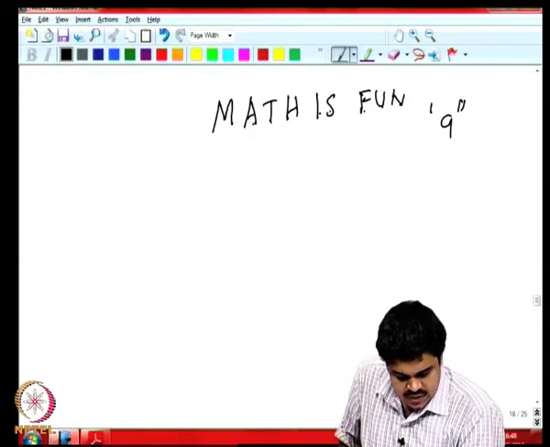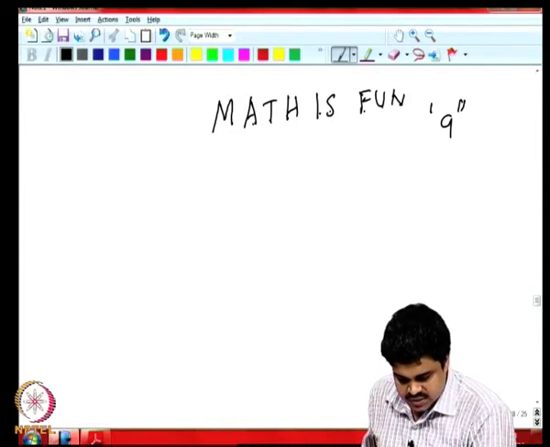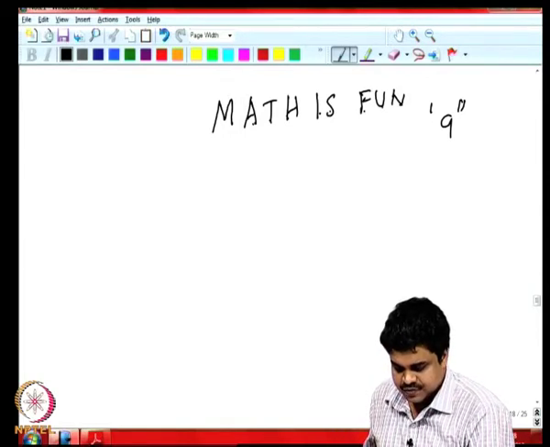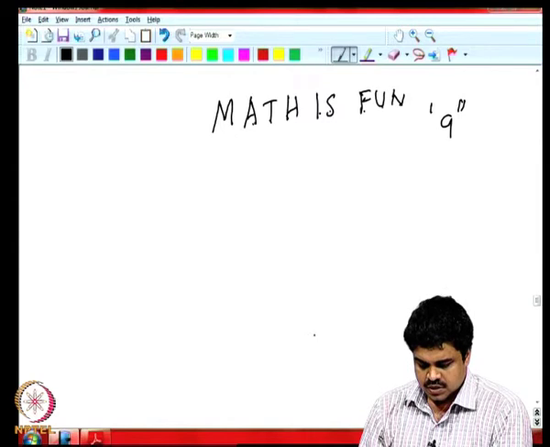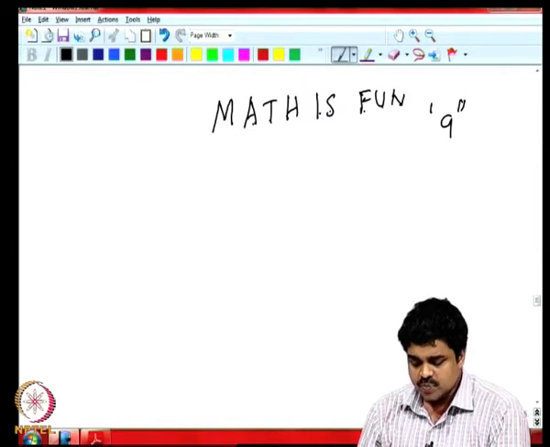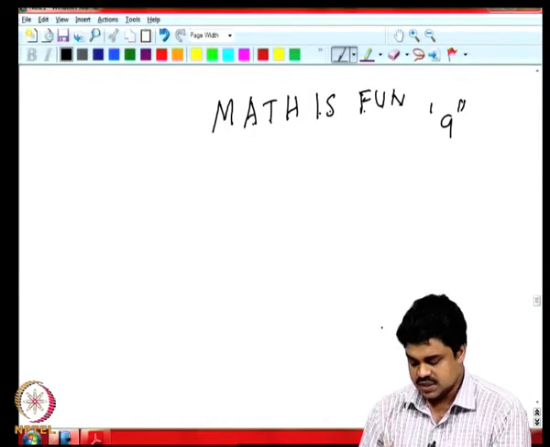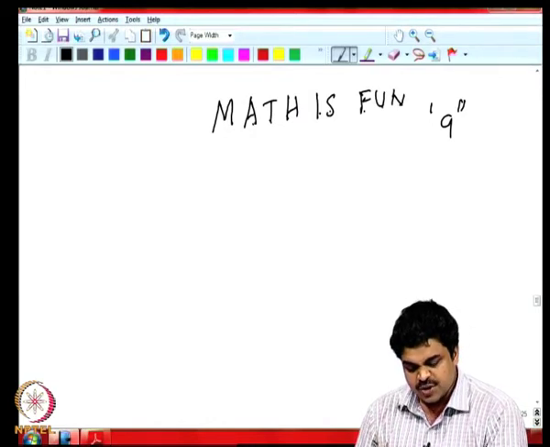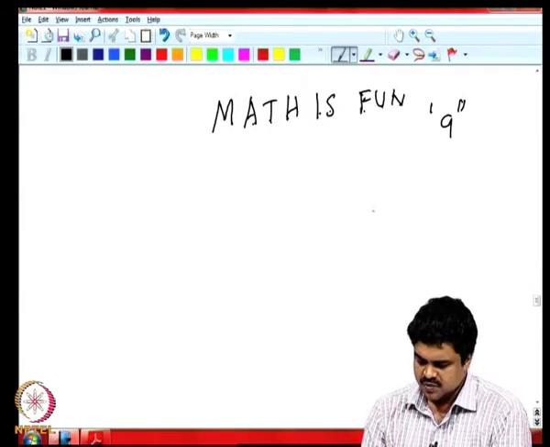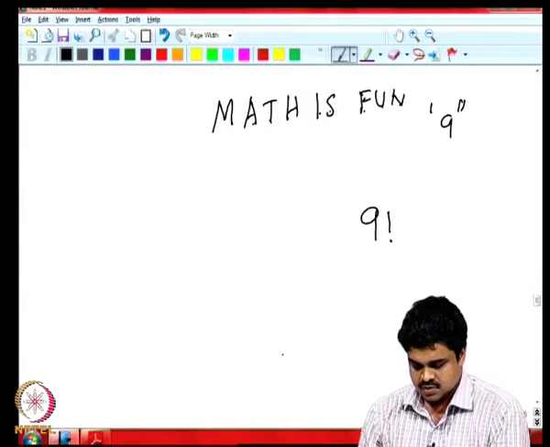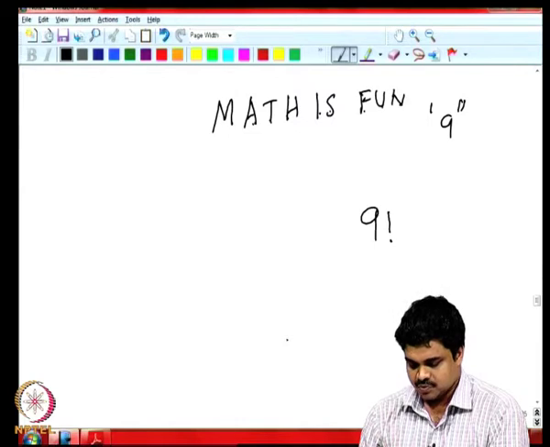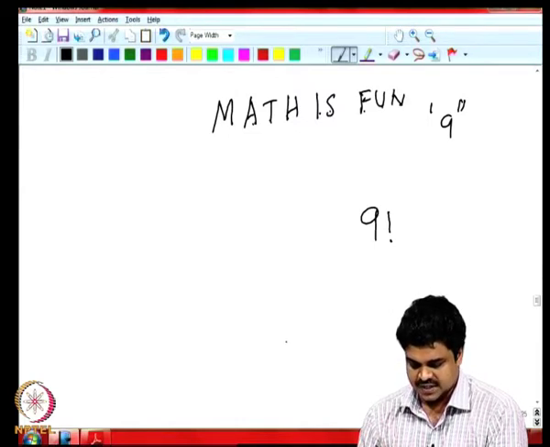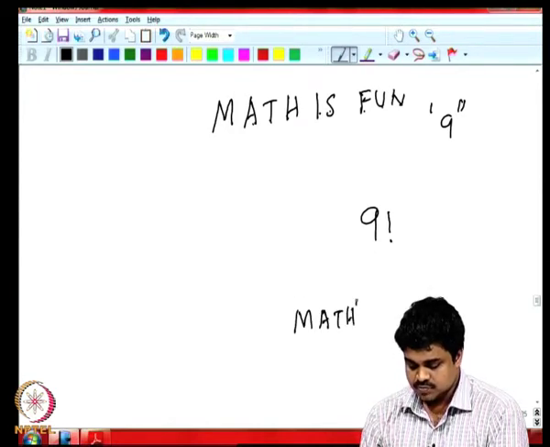M is only once, A is only once, T is only once, H is only once, I is only once, S is only once, F is only once, U is only once, and N is only once. If we were just asking how many permutations of these letters can be formed, it would have been easy. 9 factorial is the answer. But the question here is a little twisted. It is saying that I am asking for the permutations of these letters such that the word math does not come together there.